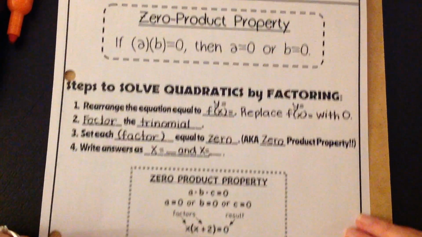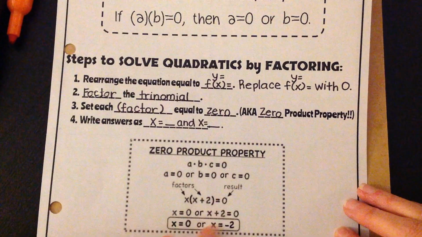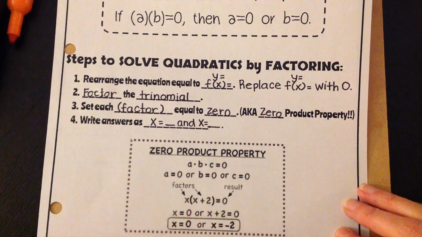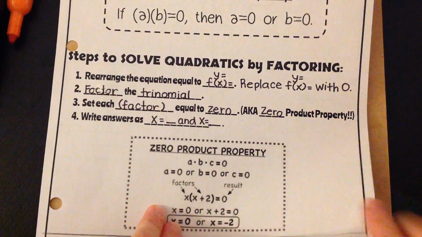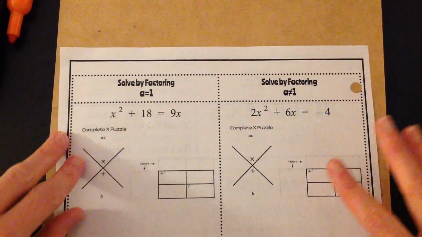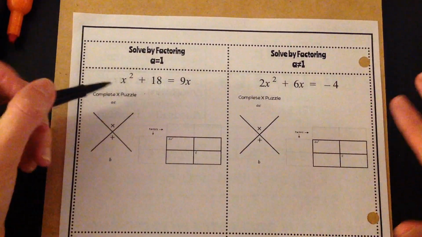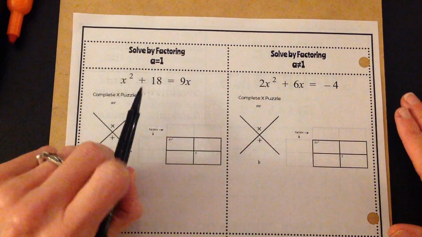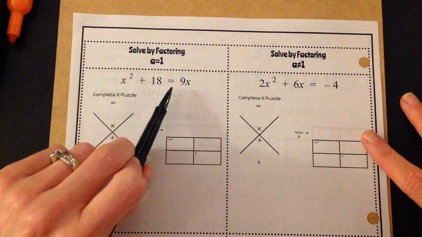So here's just another illustration of the zero product property, showing visually what we're going to do with our factors, the terms in the parentheses, once we get them. So we're going to start on the back with our first example, and I'm going to solve by factoring when our a coefficient is equal to 1. So I have x squared plus 18 equals 9x.